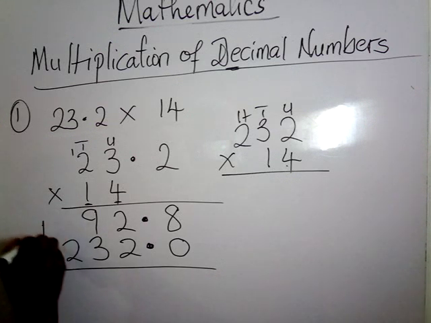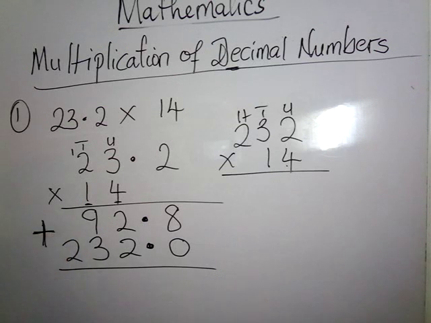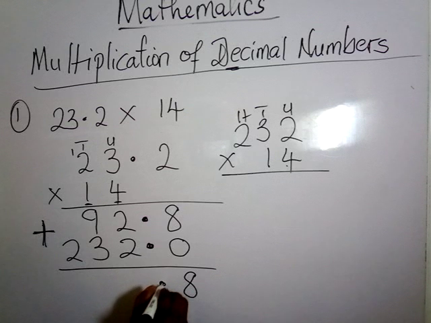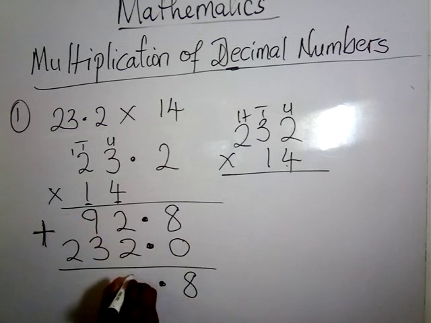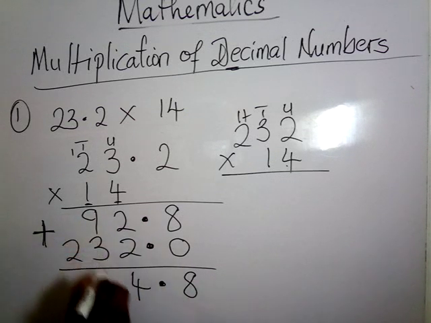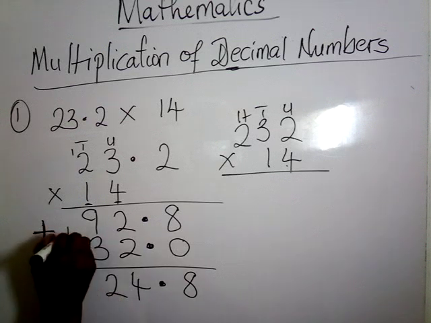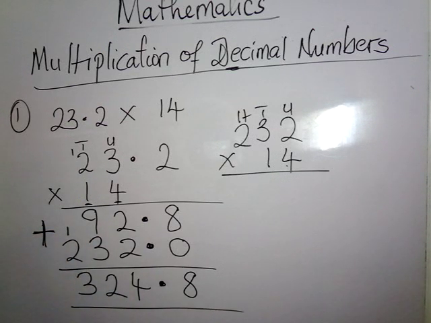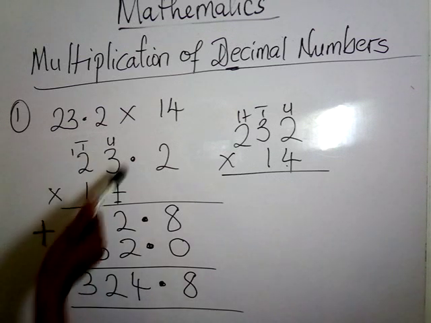Next, what do we do? We add. So 8 plus 0, that gives us 8. Remember to bring down your point. 2 plus 2 is 4. 9 plus 3 is 12, and you carry 1. 1 plus 2 is 3. So here is your final answer, which is 324.8.